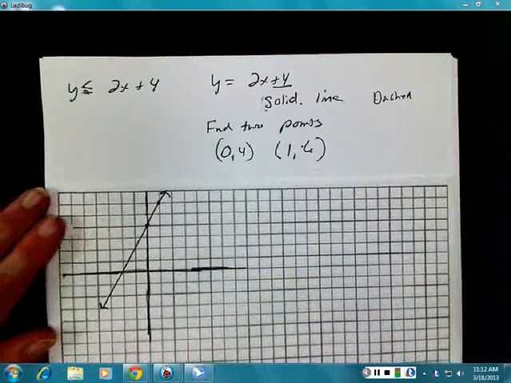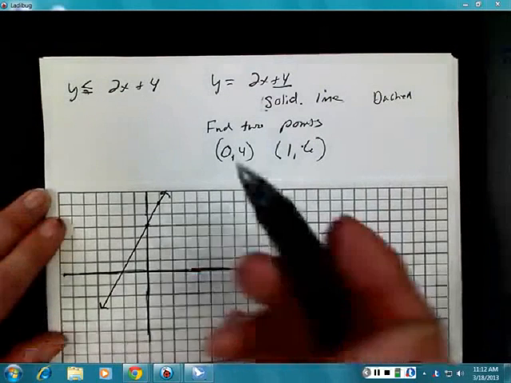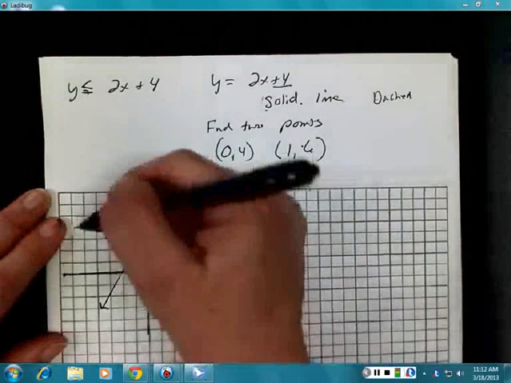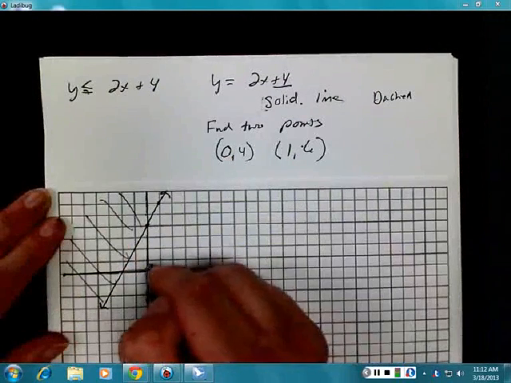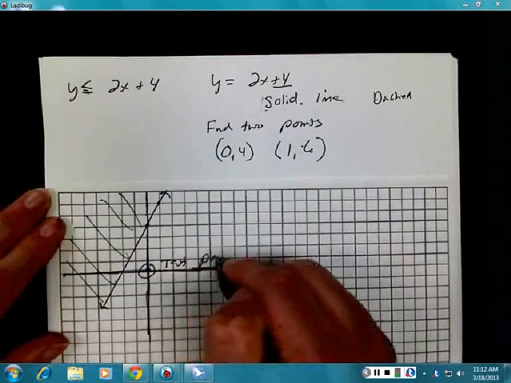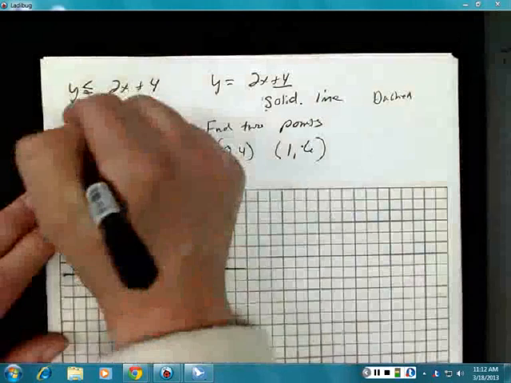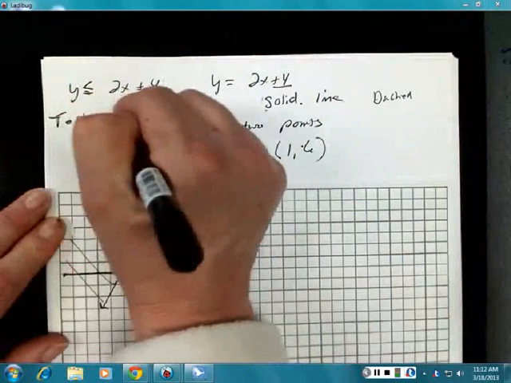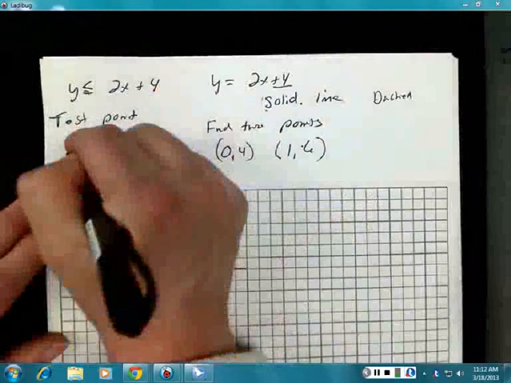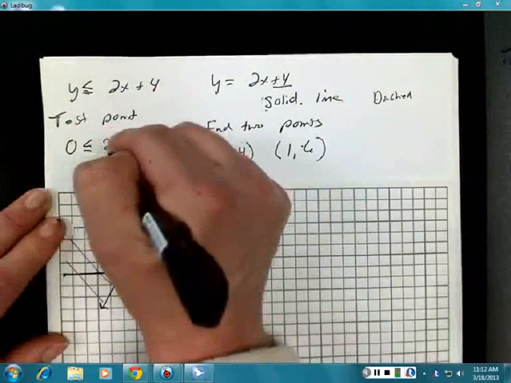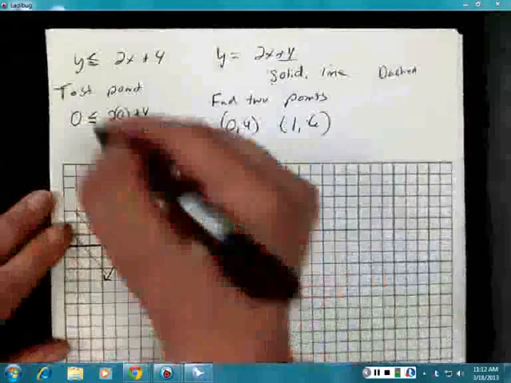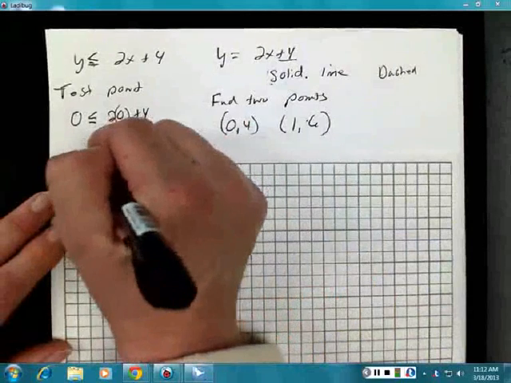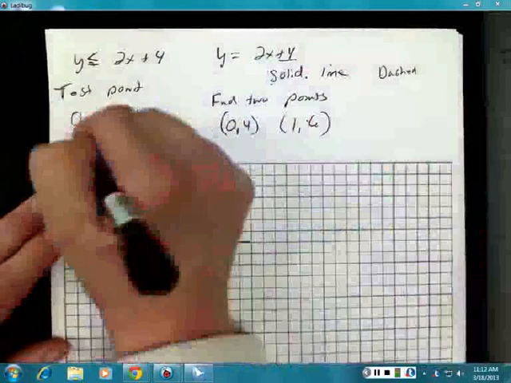Okay, now I got to determine what side gets shaded. Well, if you followed my rules, it says shade above the line or below the line. Well, which is above the line? Well, if you're confused and don't know, this is considered to be above the line right here. But if you don't know that, pick a test point. Your easiest test point is 0, 0. Because what I'm going to do with that test point is I'm going to plug it in here. So 0 is less than or equal to 2 times 0 plus 4. What's 2 times 0? 0. 0 plus 4 is 4.